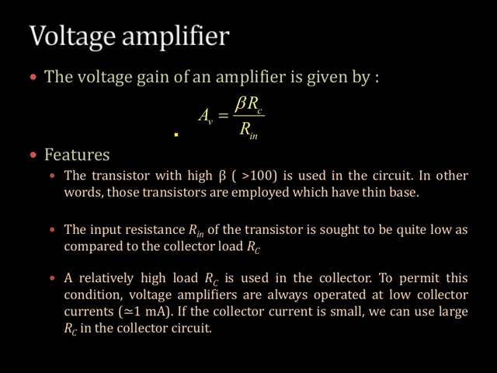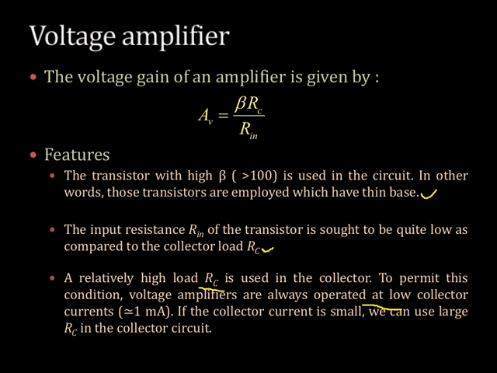Then voltage amplifier features: the gain of the voltage amplifier is beta RC by Rin. The transistor with high beta is used in the circuit. In other words, the transistors employed in voltage amplifiers will have a thin base. The input resistance Rin of the transistor is quite low as compared to the collector load RC. Now, a relatively high collector load RC is used in a voltage amplifier. To permit this condition, voltage amplifiers are always operated at low collector currents. If the collector current is small, we can use a large RC in the collector circuit.